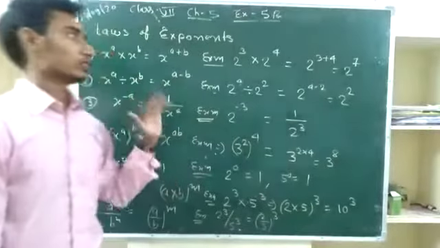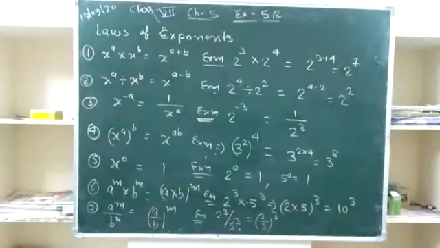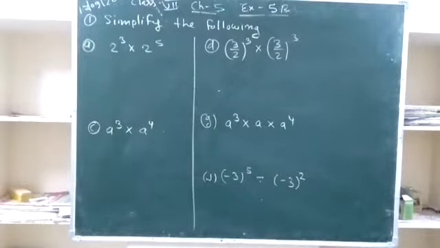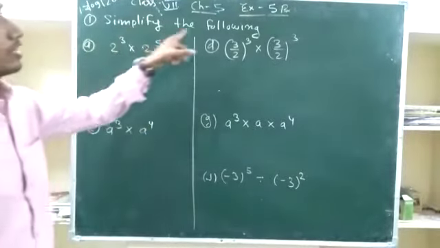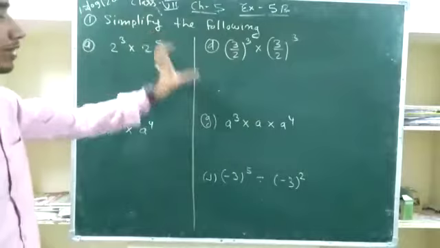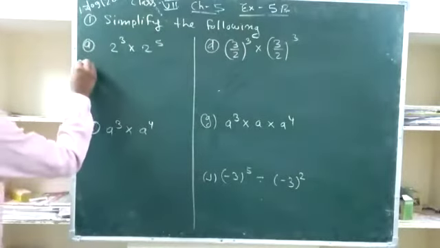So let's start exercise 5b. Now students, look at the question number first. Simplify the following. You have to simplify these questions. So let's understand the question.